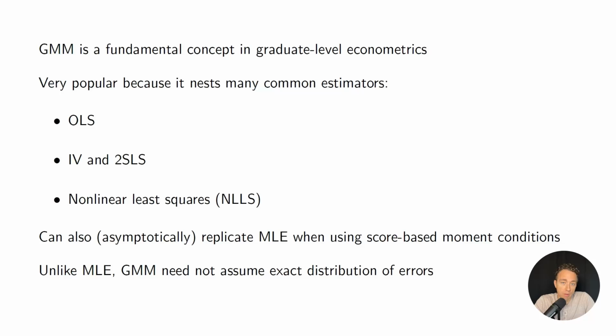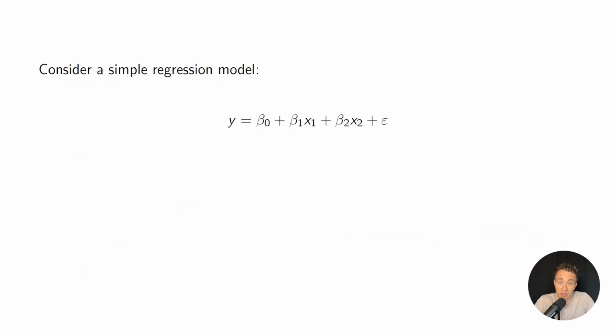And unlike maximum likelihood, we don't need to assume an exact distribution of errors to estimate a model using GMM. Now, if we want to simulate that model, we're going to have to commit to a distributional assumption, but not necessarily for estimation. So let's walk through how to do this in a linear regression model. You might have already seen this in a prior course, but I just wanted to cover it for completeness' sake.